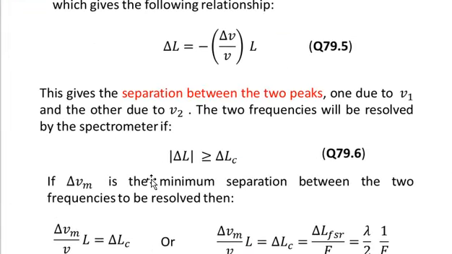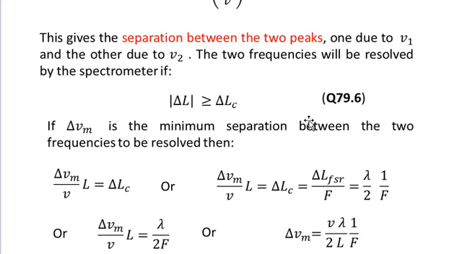So this is the condition that we have seen in equation number 6: the requirement is that delta L, that is the change in the separation between the two glass plates of the Fabry-Perot interferometer, should be greater than or equal to the width of each individual peak at its half maximum, which is delta LC.